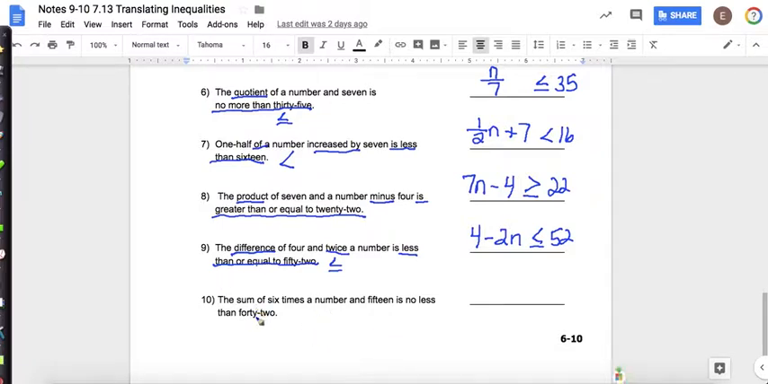And let's look at the last one. The sum of 6 times a number and 15 is no less than 42. So it can't be any less than 42, which means it has to be greater than or equal to 42. Sum means add, so we're going to add 6 times a number and 15. So 6n plus 15. So remember, when solving or translating an inequality, make sure you put the inequality symbol in first, and then that makes the problem much easier.